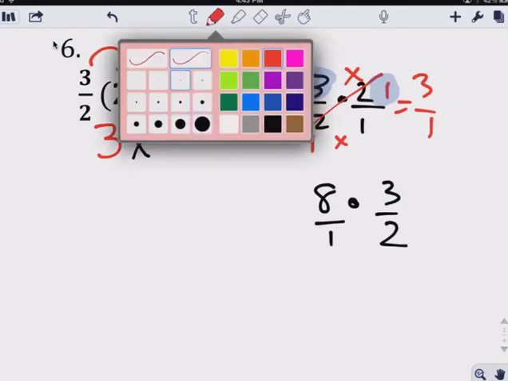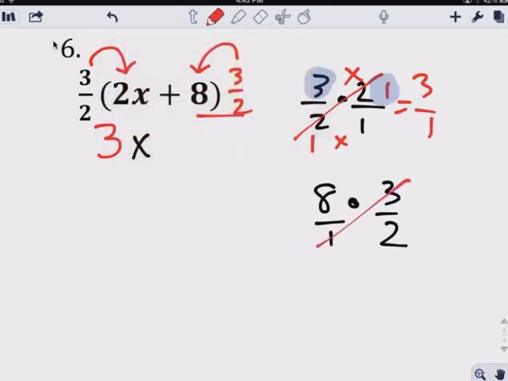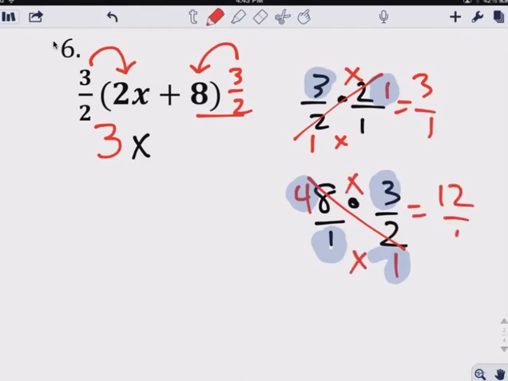Okay. You can't change the 3 and 1, so you can't cross that out. These two you can divide by 2. 2 by 2 is 1. 2 into 8 is 4 times. These are the new numbers you use. Multiply them. That's 12 over 1, or just 12. Okay, and that's your answer.